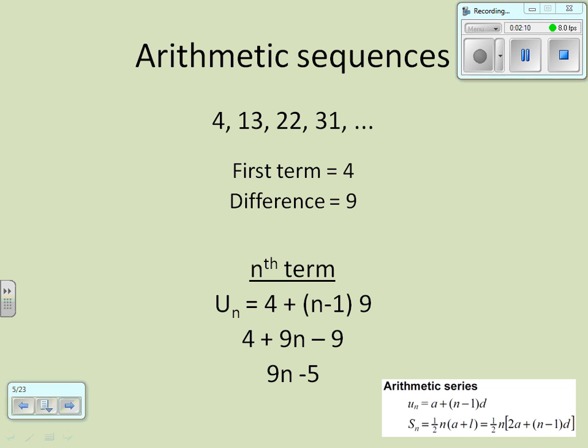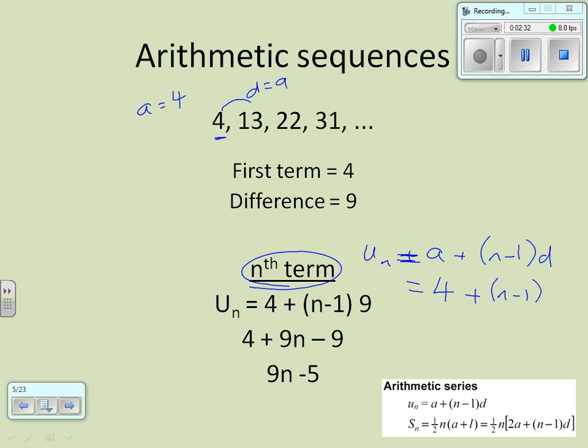Going back to our example, we've got a first term of 4, a common difference of 9. So a is 4 and d is 9. If I wanted the nth term, then un is a plus n minus 1 differences. a, we just said, was 4, plus n minus 1 times by the difference. Although this is sort of backwards to what we would normally see, it is just multiplying out a bracket. 9n take away 9, and so that's how we get this answer here. 9n take away 5 as our nth term.